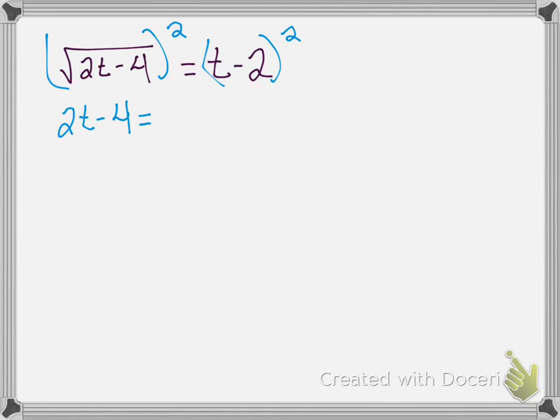How do I square t minus 2? What do I have to do? I do have to distribute. We also call that FOIL. Okay, FOIL. So I'm going to do t minus 2 times t minus 2. I want you to FOIL. Take about 30 seconds and FOIL. T times negative 2.